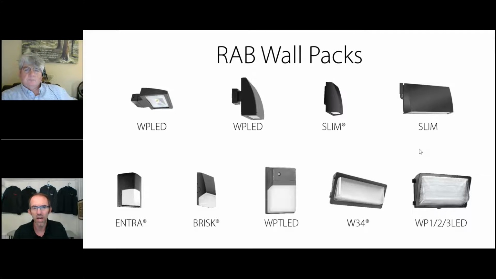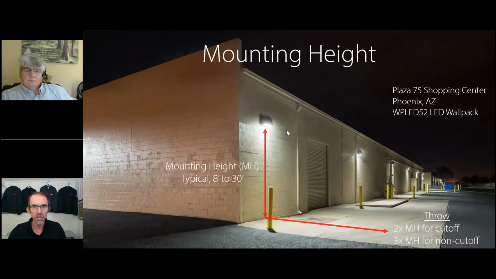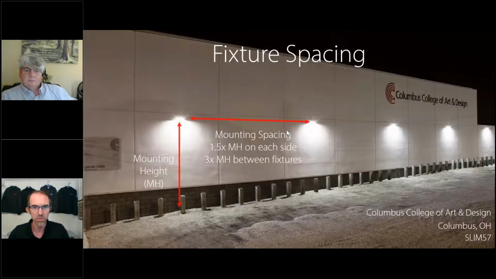Some of the wall packs do have the ability to angle them out a bit, but there's a difference between these four wall packs that are at the top and these four wall packs that are down below. Now, going along with what Bob and Donald were talking about from an area lighting standpoint, we need to concern ourselves with the fixture spacing.